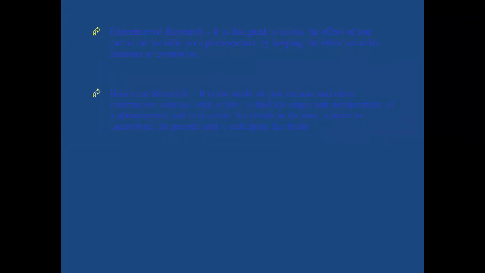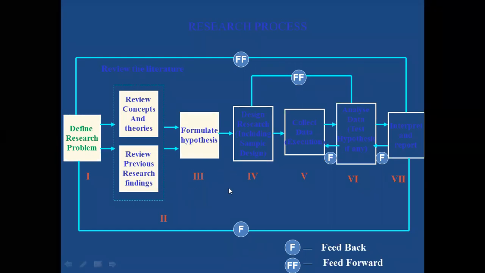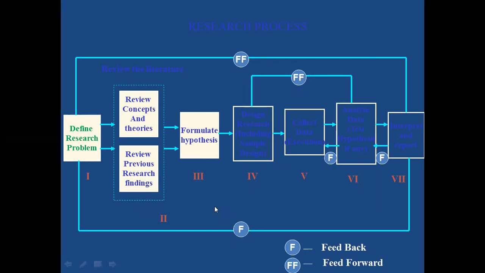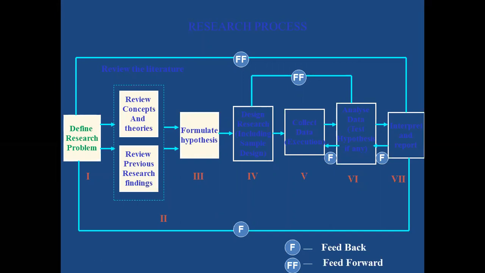Then historical research. So it is basically past records and other information sources. Okay. So this is the one we can say systematic research process. So everyone who has a bent of mind or who wants to do research must go through this process, must know this process. Research starts from defining a problem.